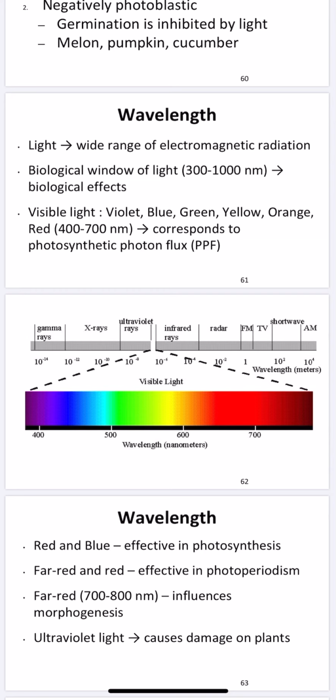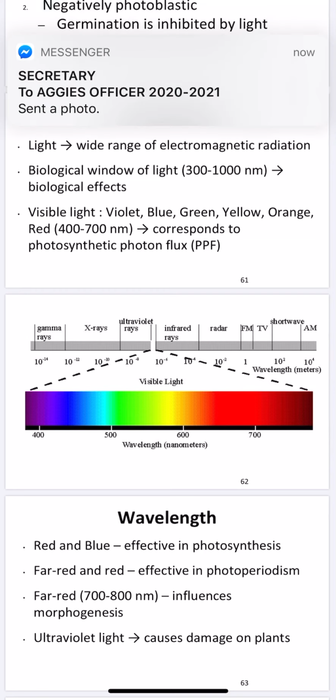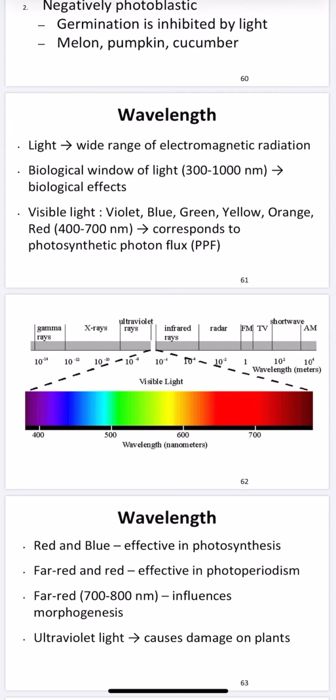You can see on the photo the different ones. We start with short waves. These are the waves actually used in television and radios, the AM and the FM, and the radar, followed by the infrared rays, and the shorter wavelengths, the ultraviolet rays, X-rays, and gamma rays, which are more destructive. The shorter, the more destructive.